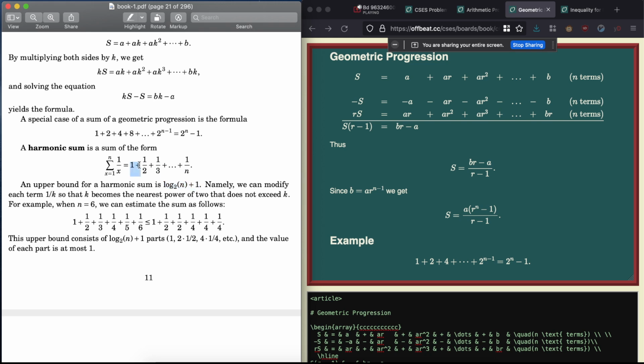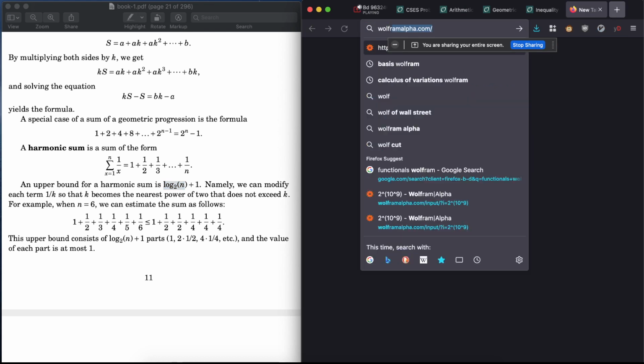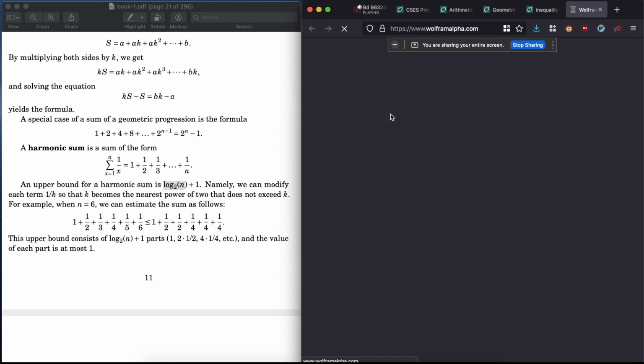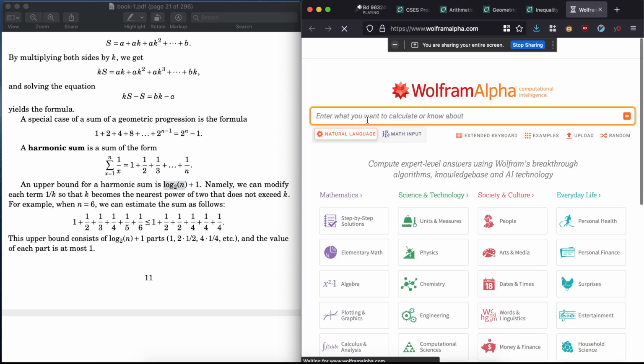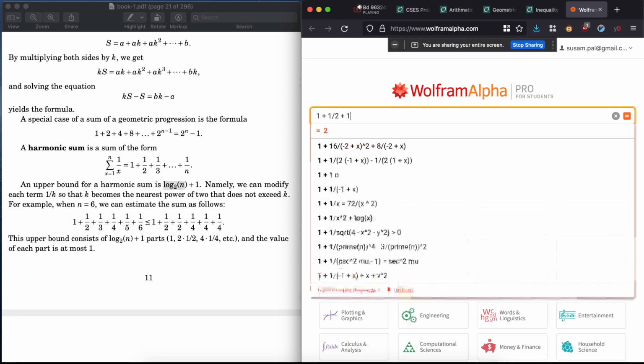So say we take 10 terms here, say 1 plus half plus 1 by 3 plus dot dot dot plus 1 by 10. In that case, we can very confidently say that that sum would be less than log of 10 in base 2 plus 1. That's what I mean. And I'm just thinking, can we do a computation and just check it out? So let me just open Wolfram Alpha. I think that would be a nice illustration just to see the exact value.